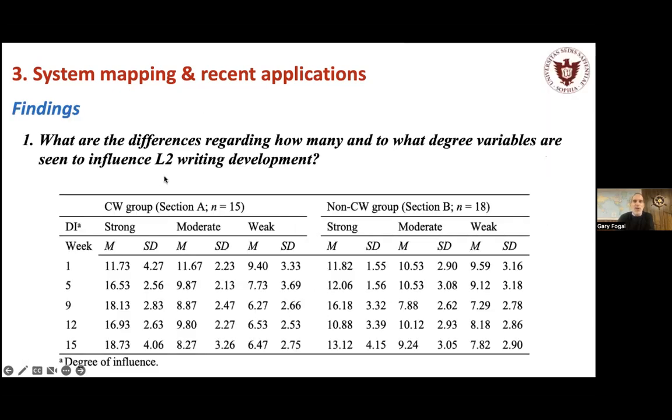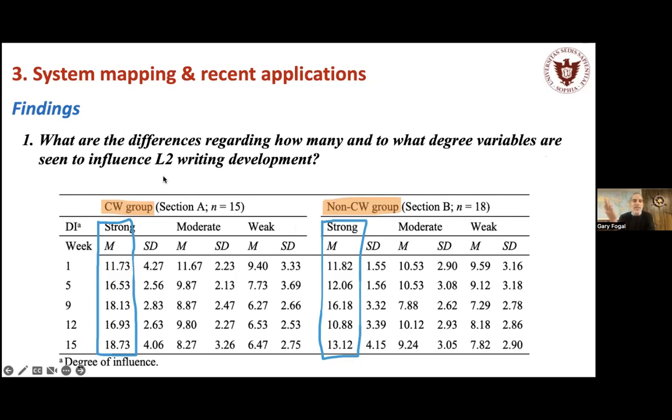So I divided my primary research question into 3 sub-questions. Here's the first one with some descriptive statistics. The first question, what are the differences regarding how many and to what degree variables are seen to influence L2 writing development? So what we see if we focus in on the number of variables seen to be strongly influencing writing development. So these are the variables placed in the innermost rectangle on the mapping board.